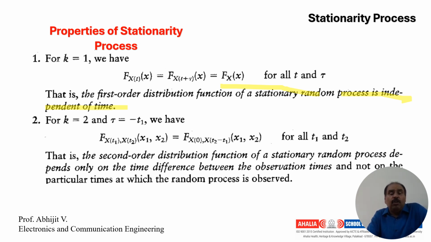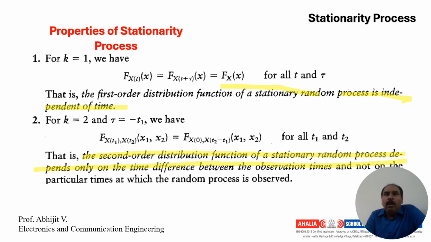For the second order, k is equal to 2. We have two time durations t1 and t2. For tau is equal to minus t1, we have Fx of t1 and t2 of x1 and x2, two different time points, is equal to Fx of 0, t2 minus t1 of x1 comma x2, and this is the second order distribution function of the stationary random process. It depends on the time difference between the observation times t1 and t2 and not on the particular times at which the random process is observed.